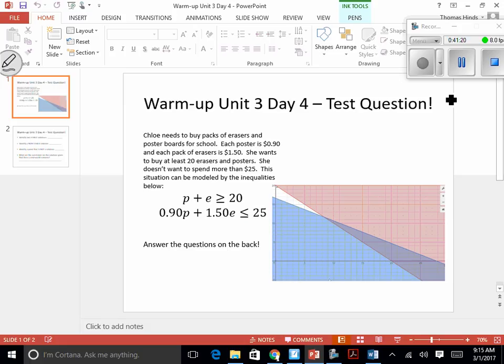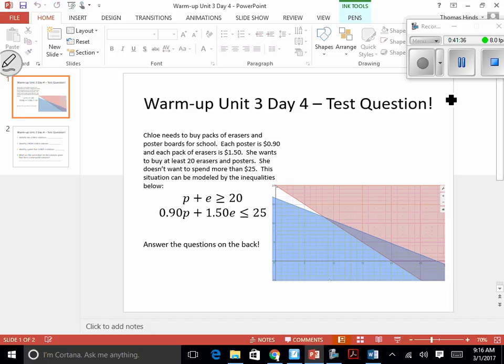Let's see if we can get here to the end. We may only need to do this one time because I feel like you all have done pretty well with it. Here it comes. Chloe needs to buy pallets of erasers and poster boards for school. Do me a favor. Circle erasers and circle poster boards.